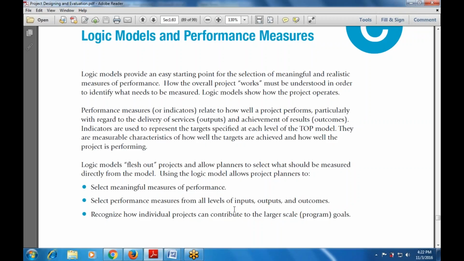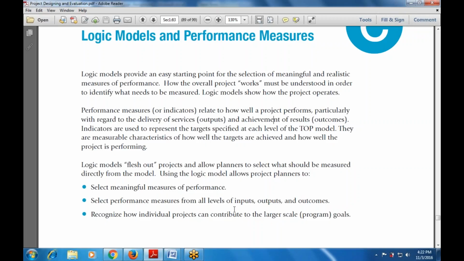So it allows planning to measure what is going on in the project with the logic models. Using the logic model also allows the project planners to select meaningful measures of performance. Then select the performance measures from all levels: input, output, and outcome.